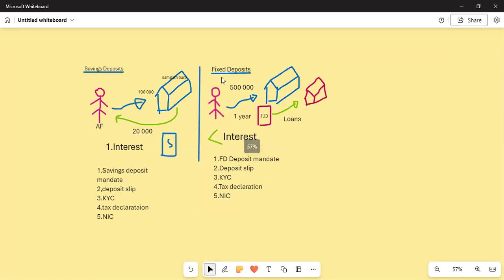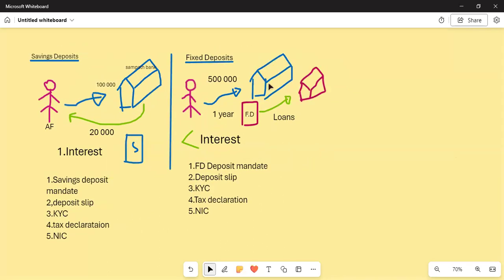Am I clear? Mandate means a form that they are giving. Okay, Hardika, a form that they are giving. Now raise your hands. Savings deposit, fixed deposits. Did you all understand the difference? KYC means know your customer. There are so many forms, but out of that, only one is that.